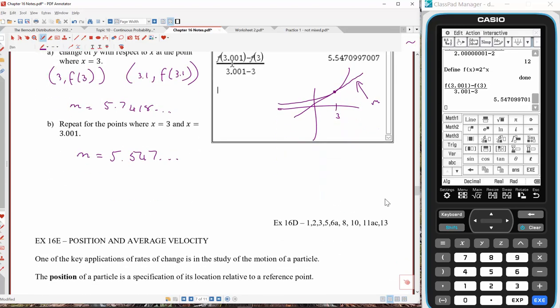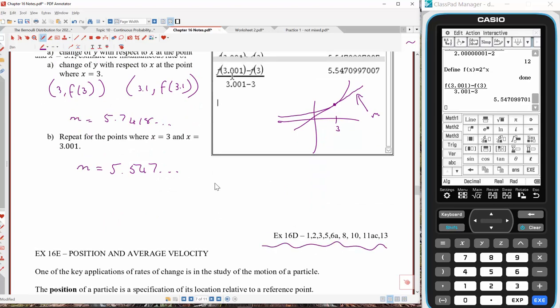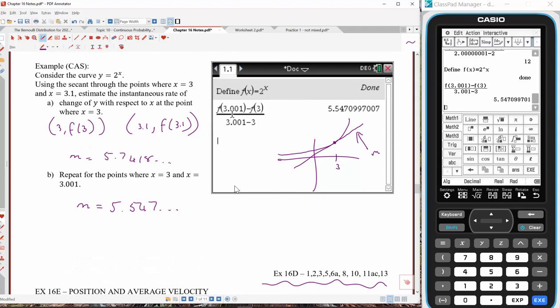All right, and on to then 16D to answer those questions. So hopefully you've been able to keep up with the conversation about gradients and instantaneous rate of change, average rate of change, and constant rate of change. All of those are really important when we start to work on calculus.